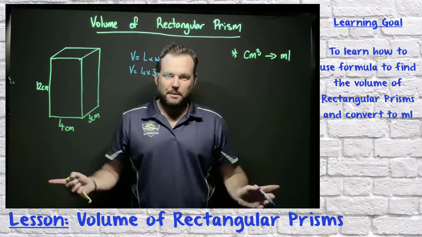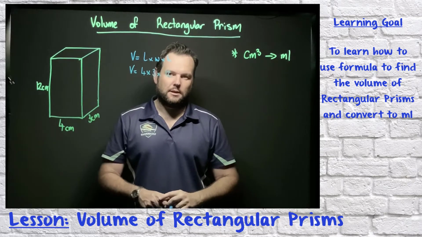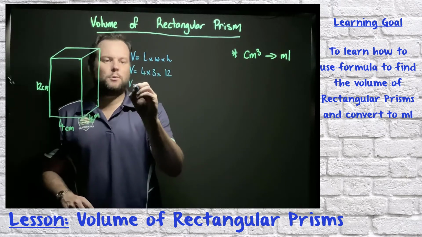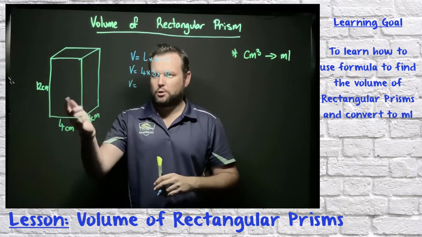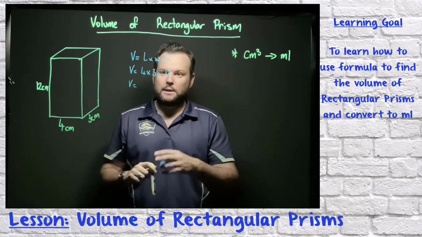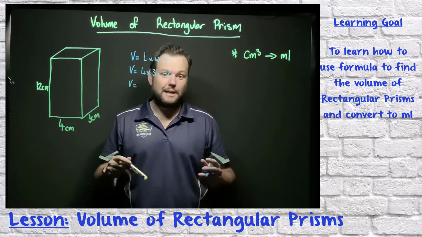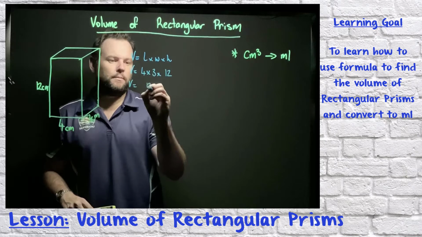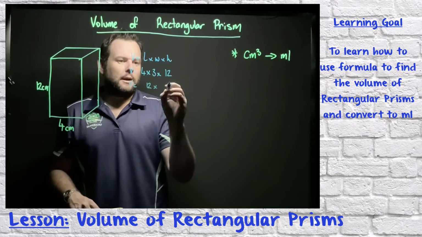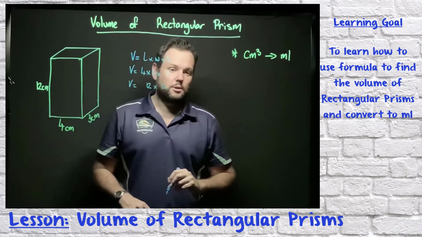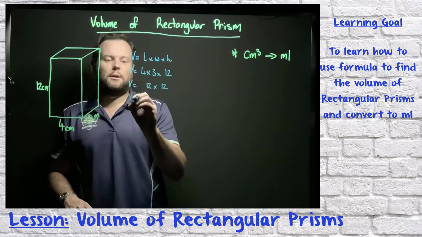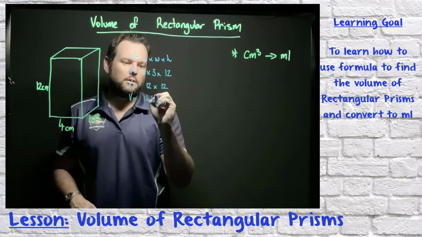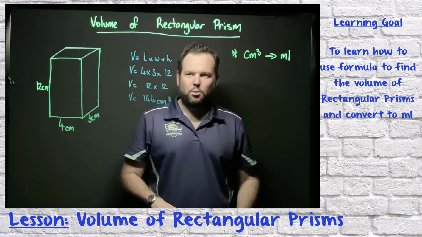Once again, it doesn't matter what order you multiply these in, okay? You can multiply them in any order, it wouldn't matter. Sometimes we get quite large measurements, and I probably should have made 12 a smaller number to make this multiplication a little bit easier, but that's okay. 4 times 3 gives me 12, okay? And then I've got to do 12 times 12, which is going to give me 144 centimetres cubed.